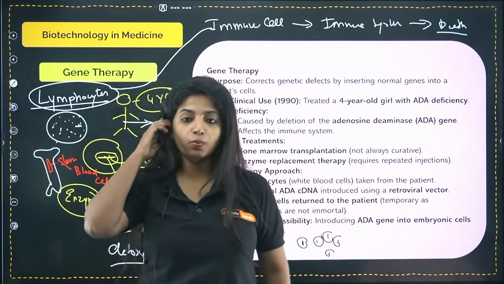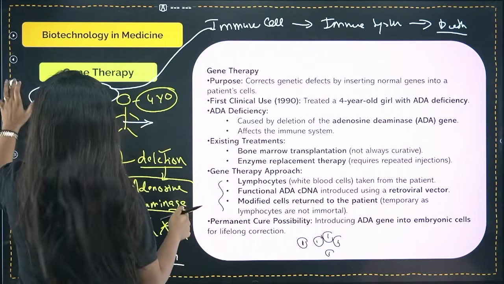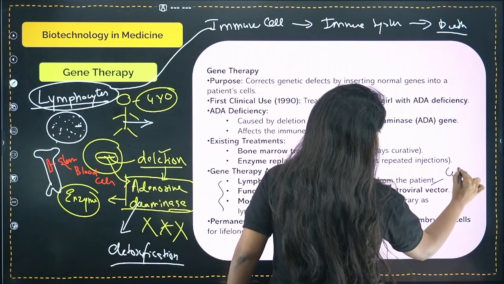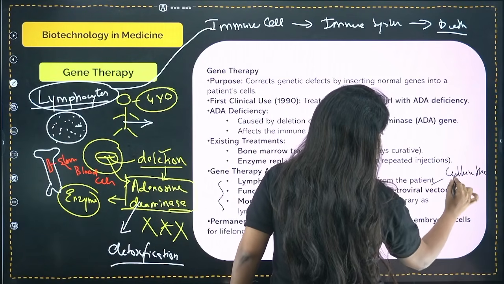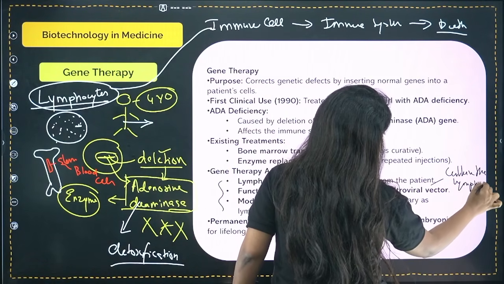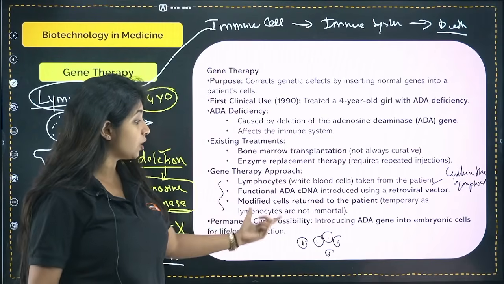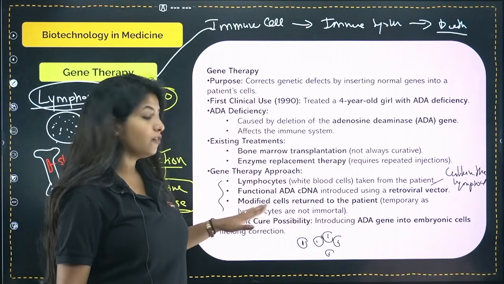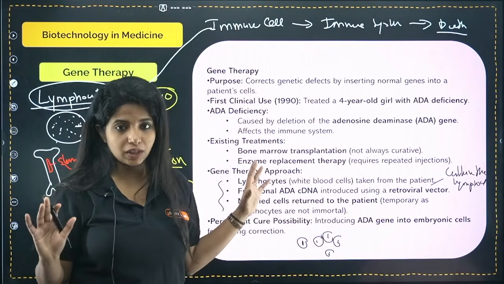They are going to die, which is why you need repeated transfusion. Before that, as I told you, over here you need to add one point, and that is: culture the lymphocytes. After extracting, culture them. Now, the permanent cure possibility is introducing the ADA gene into the embryonic cell for lifelong correction. That is the only way.